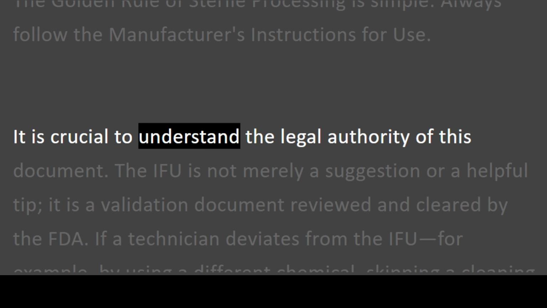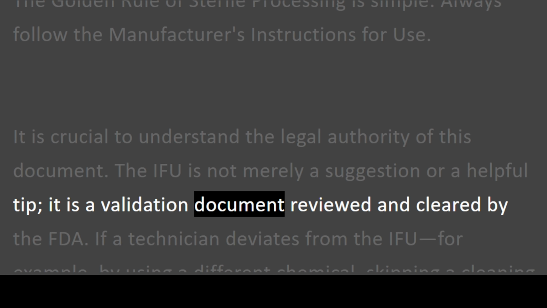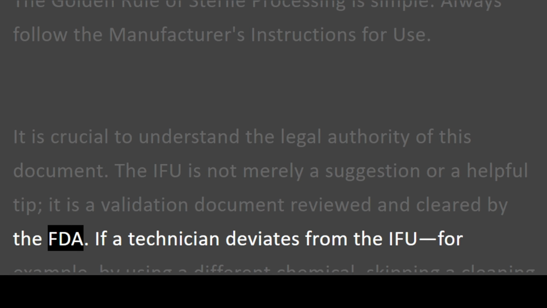It is crucial to understand the legal authority of this document. The IFU is not merely a suggestion or a helpful tip, it is a validation document reviewed and cleared by the FDA.